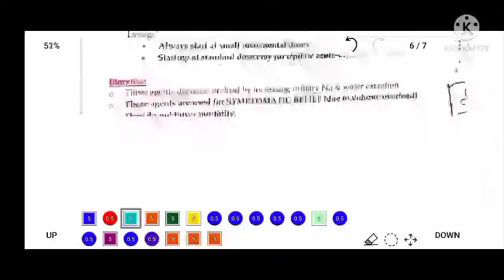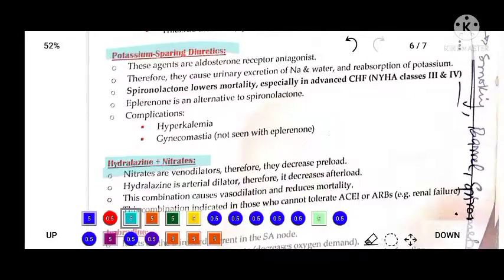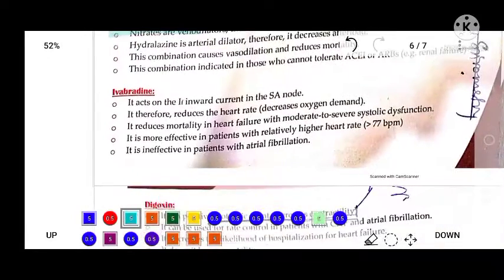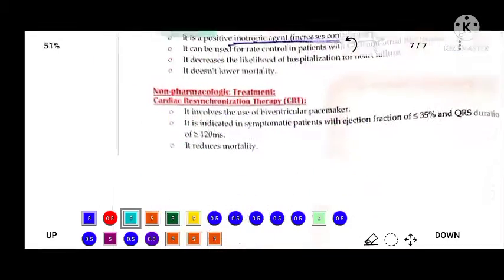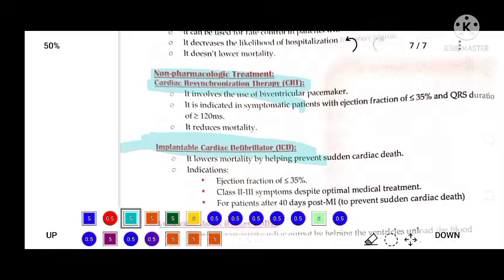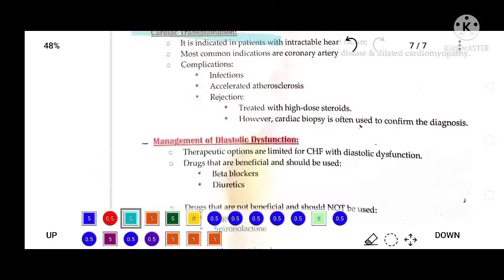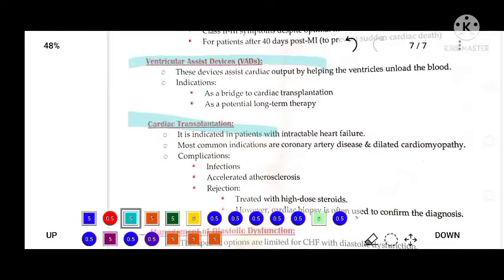Beta blockers should also be given. Diuretics are given in order to decrease the excess fluid, along with potassium-sparing diuretics and hydralazine, nitrates, ivabradine, and digoxin is also given. And non-pharmacological treatments are cardiac resynchronization therapy, implantable cardiac defibrillator, ventricular assist device, and cardiac transplantation is the final choice for the management of congestive heart failure. So in this way we can manage the patient with heart failure, and we can treat this patient.